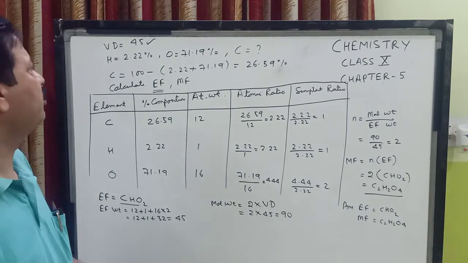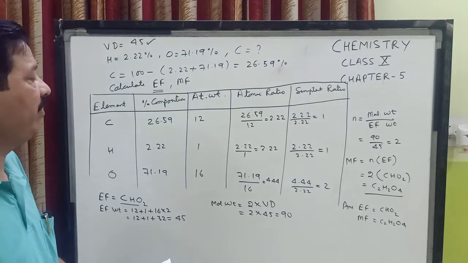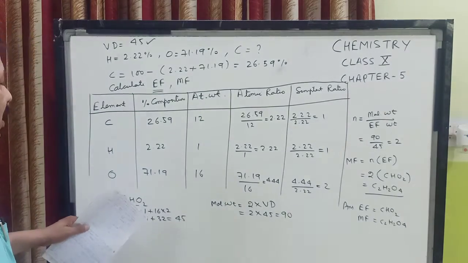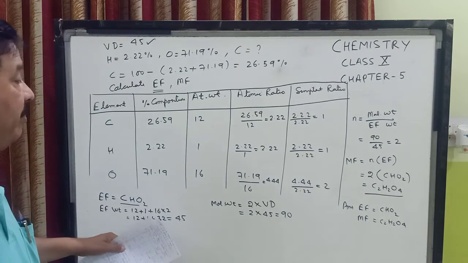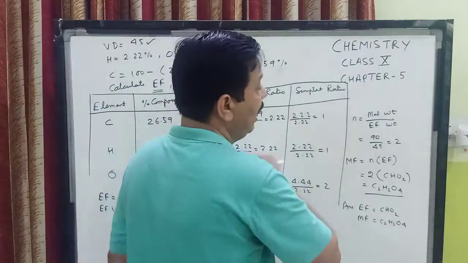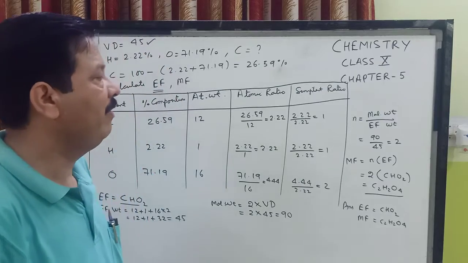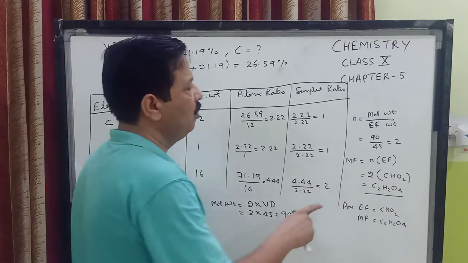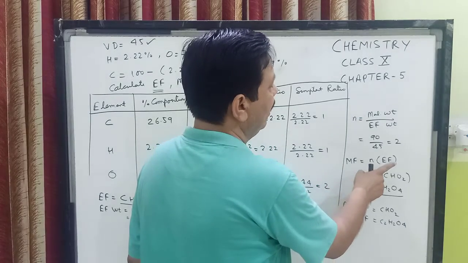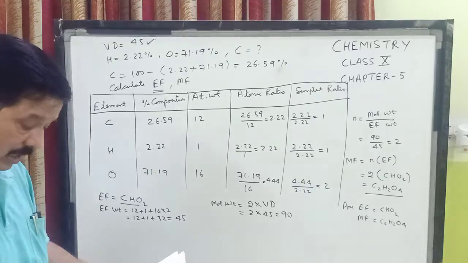So in this question, vapor density was given, and as vapor density was given, we were able to find out the molecular weight. For the empirical formula we calculated the empirical formula weight, and we calculated the value of small n, which is molecular weight divided by empirical formula weight, and when we calculated it, it came out to be 2. And molecular formula is equal to n times the empirical formula, so it was calculated accordingly.